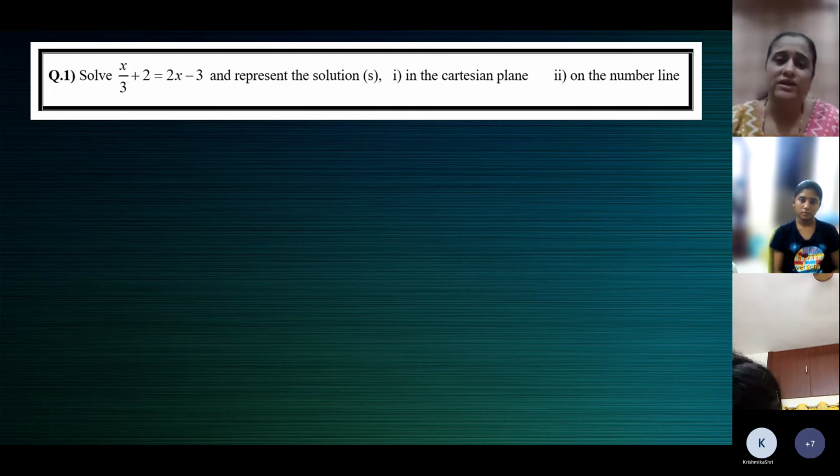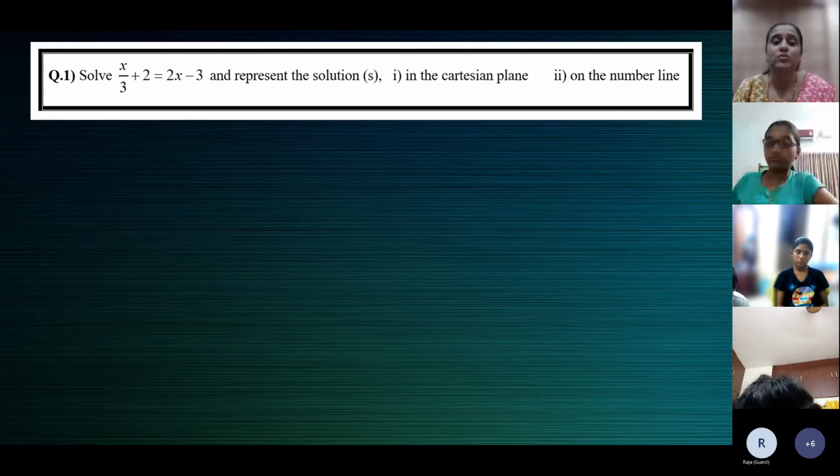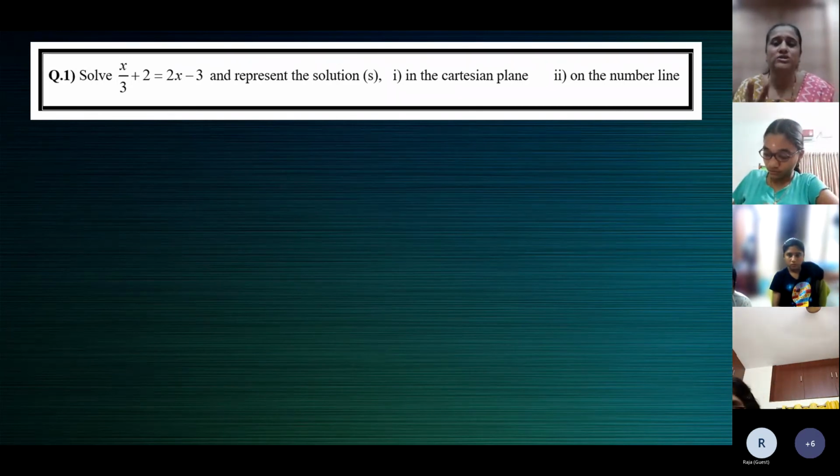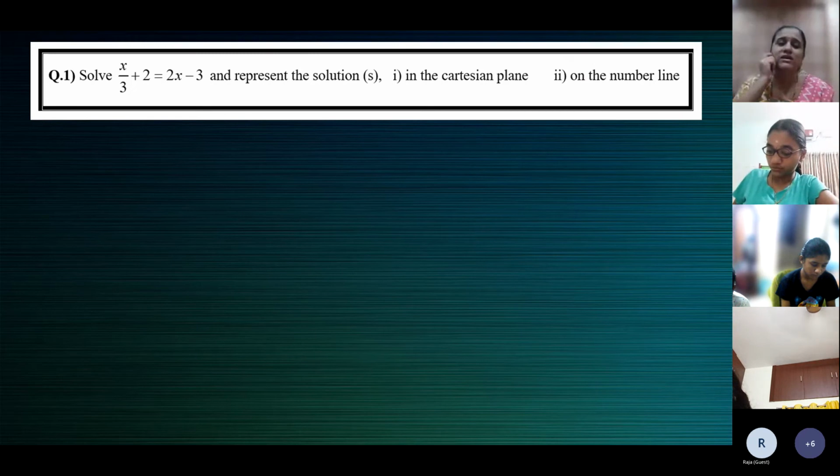And when will you take up the x-axis and y-axis? Only when you have an xy table with values for x and y. That means you should treat the equation as a linear equation in two variables. Number line means, when will you represent the solution on a number line? If there's only one variable.